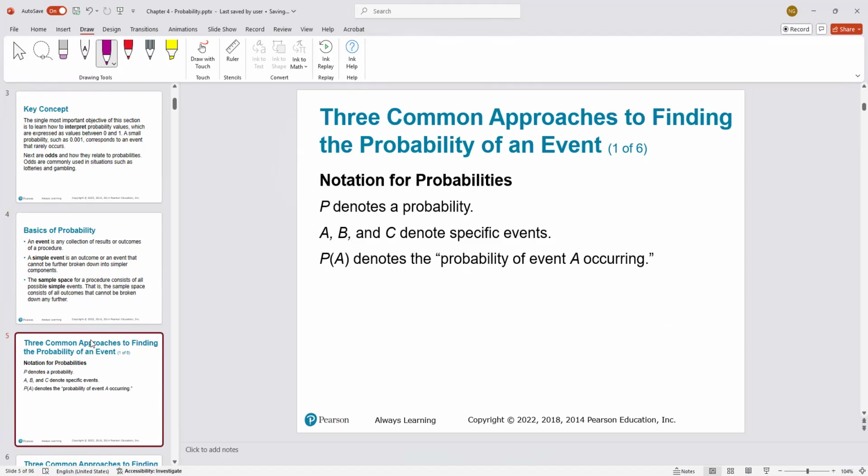When we do that, for the notation for probabilities, we always use the capital letter P. Remember, we first list some basic notation, then we present the three common approaches to find the probability of an event. Remember, we talked about simple events, events, and the sample space, right?